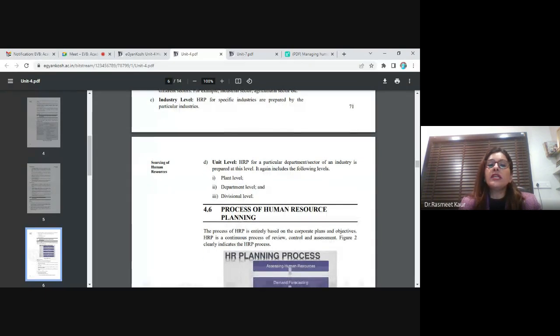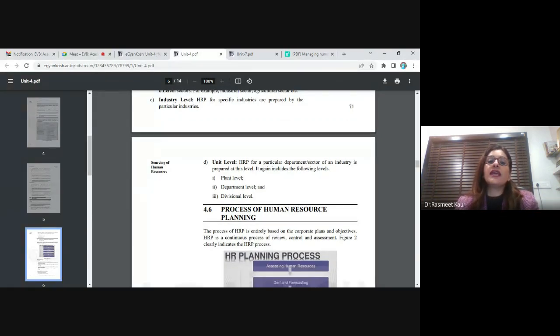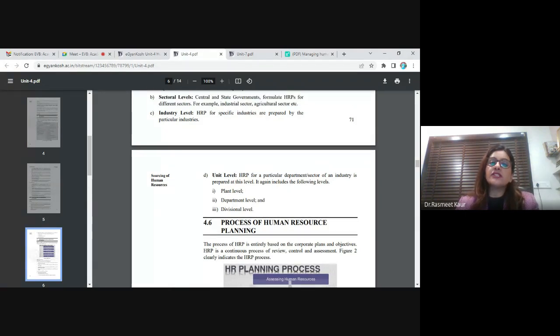Then we talk about the industry level. So industry is basically where you have many firms together. When I'm talking about industry level, I can give you various examples. Like we have manufacturing industries, we have service industries, we have production industries. So that is what is at industry level. If you understand what the levels are, it goes in this way. This is how it narrows down.